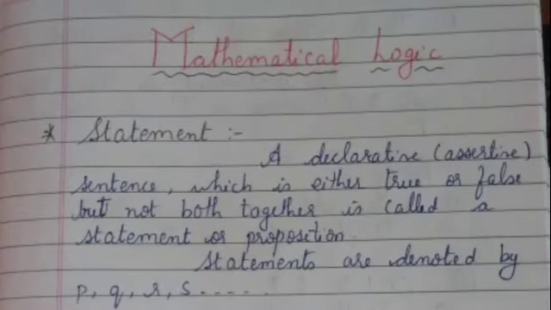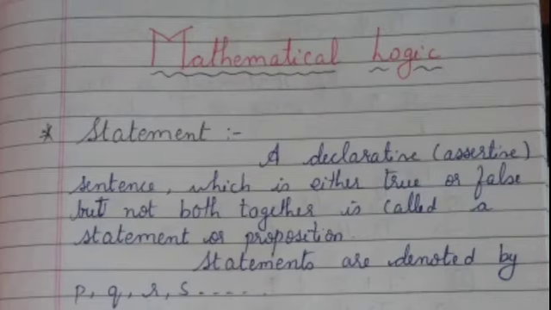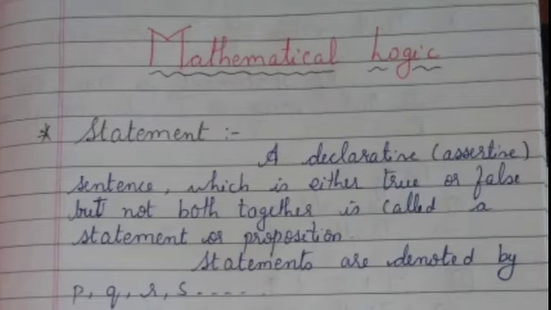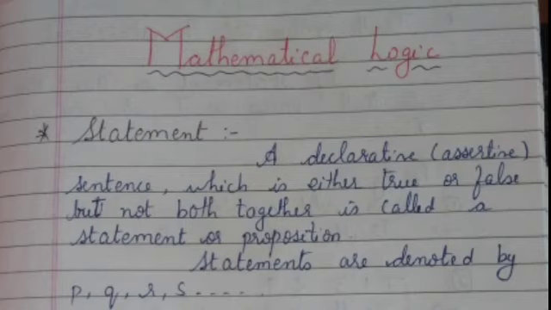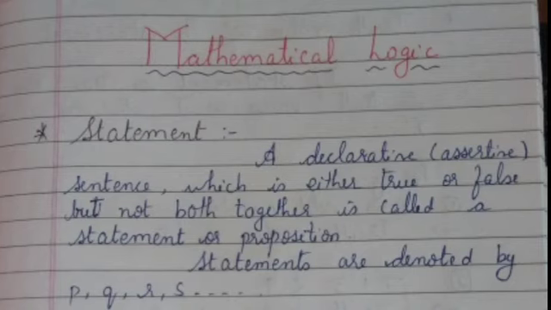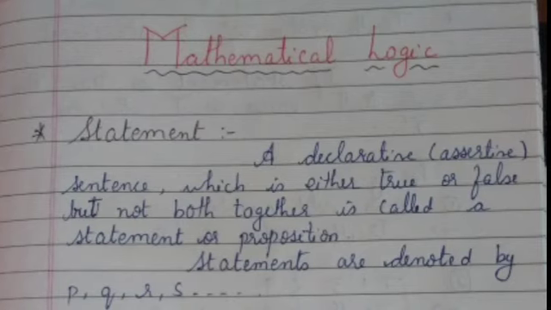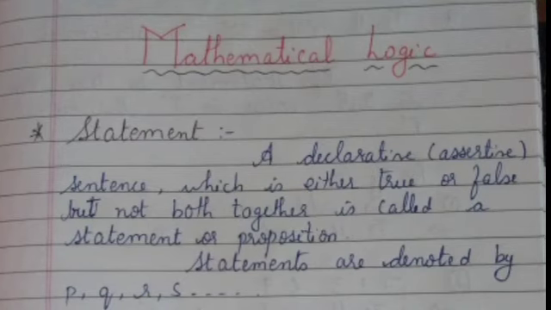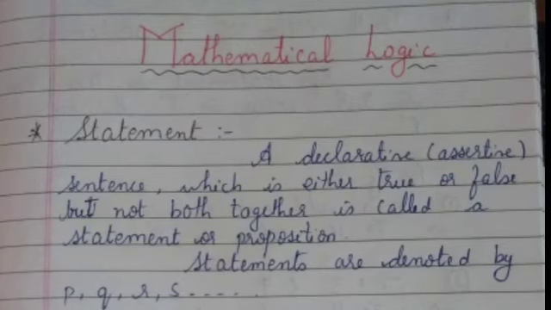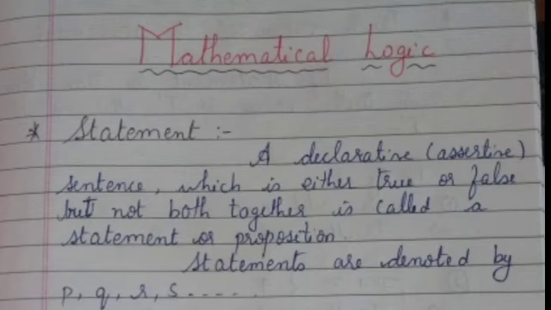We are going to start with the first topic, statement. What is a statement? A statement is a declarative or assertive sentence which is either true or false but not both together, and is called a statement or proposition. Statements are denoted by P, Q, R, S.